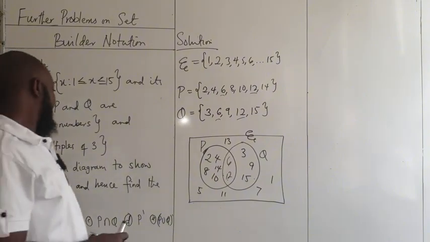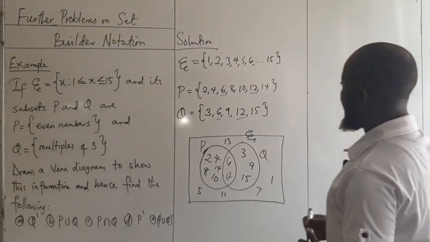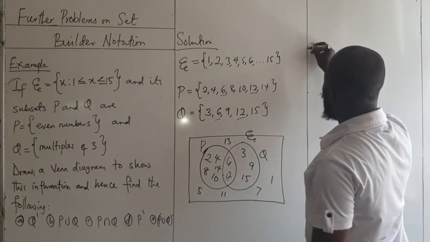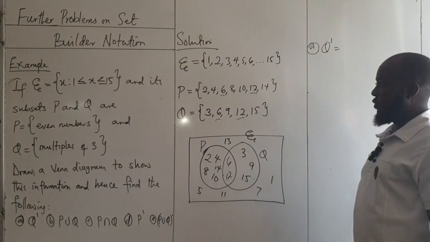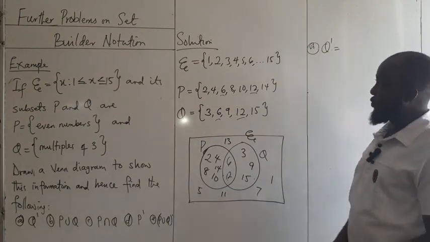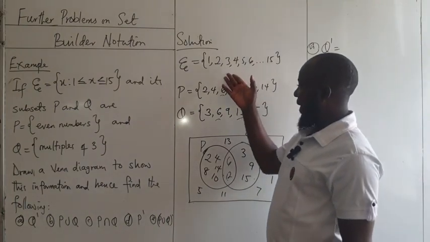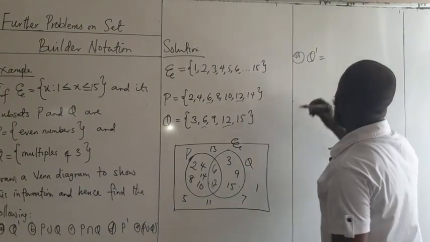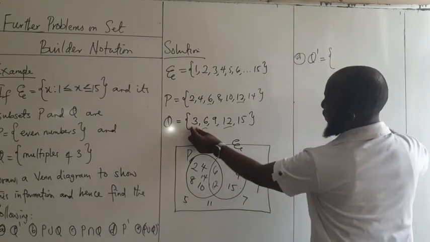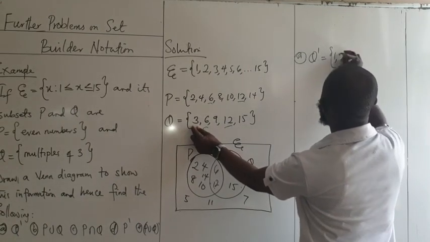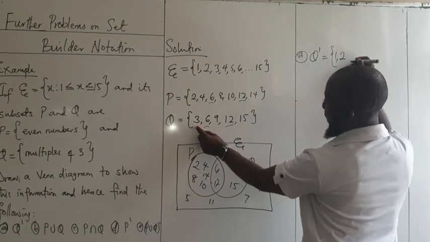The next question says that we should find Q complement. So we want to find the complement of Q. That is all the elements we have in the universal set that are not in Q. That's what we want to list out. Now we list that one out. In the universal set we have 1, we have 2, 3 is here.